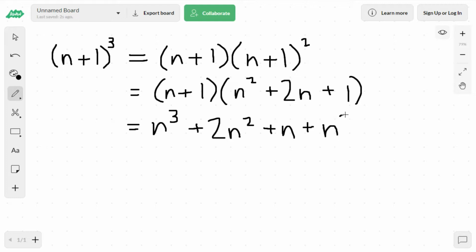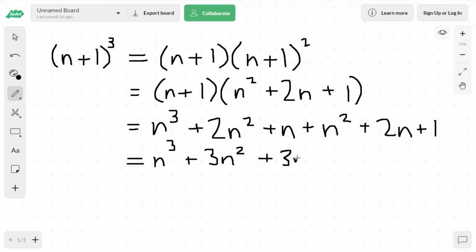It's just the same thing. So n squared plus 2n plus 1. Okay, so that was the expanding. Now let's do the simplifying. So n cubed, well, that's the only one of its kind, right? It's the only n cubed term. We do have 2 of these n squared terms, though, so add the coefficients. So we have 3n squared plus n plus 2n, so that'll be 3n, and then plus 1 at the end. Okay, so n cubed plus 3n squared plus 3n plus 1.